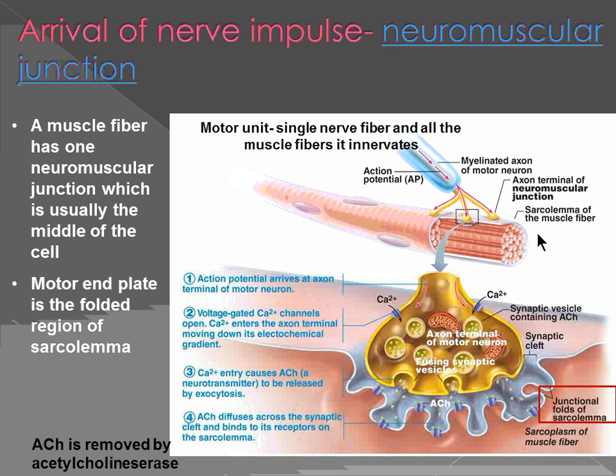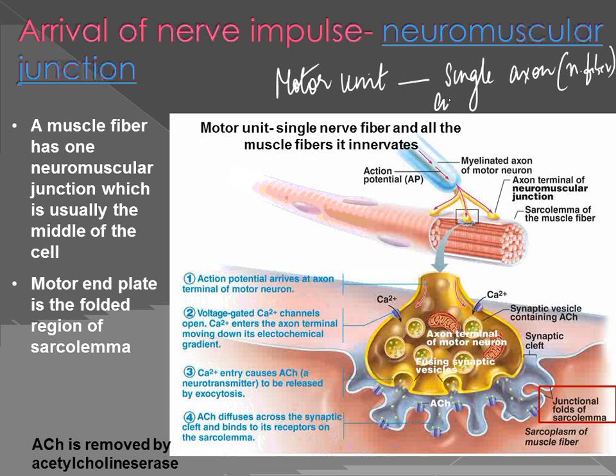So when we say that a muscle gets a nerve supply, we also talked very early, I talked of something known as motor units. If you remember, I mentioned something called a motor unit right at the beginning. So a motor unit was a single nerve fiber or a single axon, and the number of muscle fibers it supplies. That is what a motor unit is. So a single axon and the number of muscle fibers it supplies.